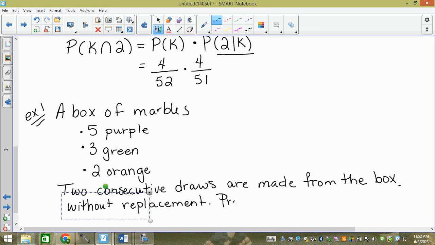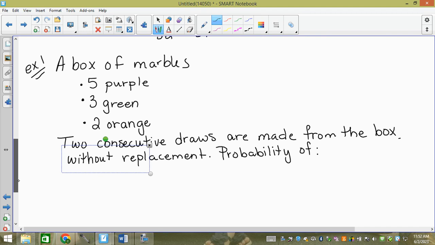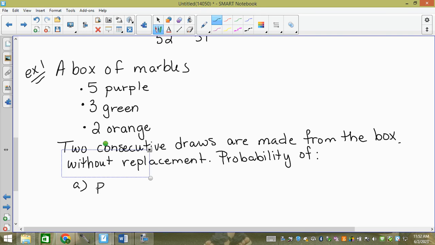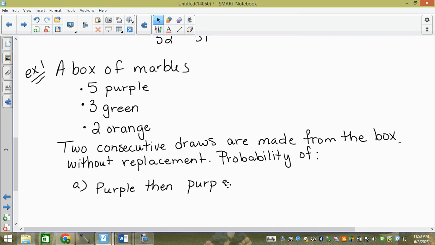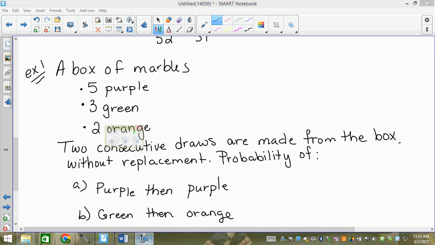So the probability of, A, purple then purple, and then B, green then orange. You do those. Try and write it out with the formula, with the slash.